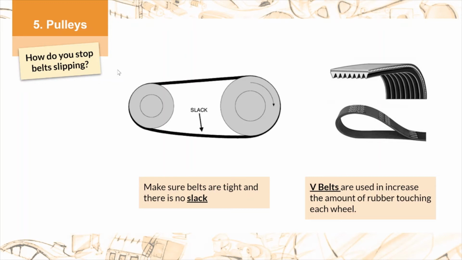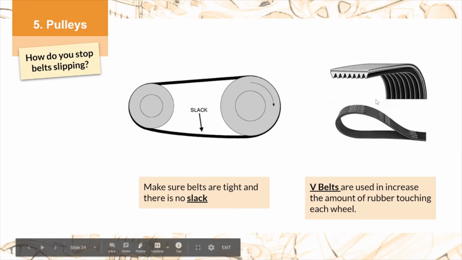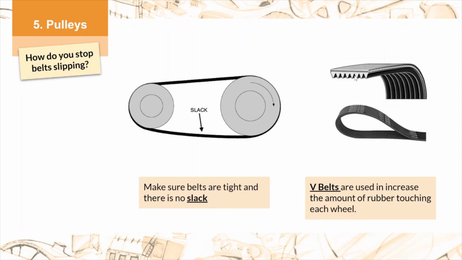We also look at the shape of the belt. We use what's called a V belt. A V belt, as we can see here, has one or many V's cut into it, and then you'd have the same sort of shape in the metal wheel. So you're increasing the surface area. Rather than just touching across the bottom, it's now touching inside each of the V's. So a larger surface area means more friction, which means less likely to slip.